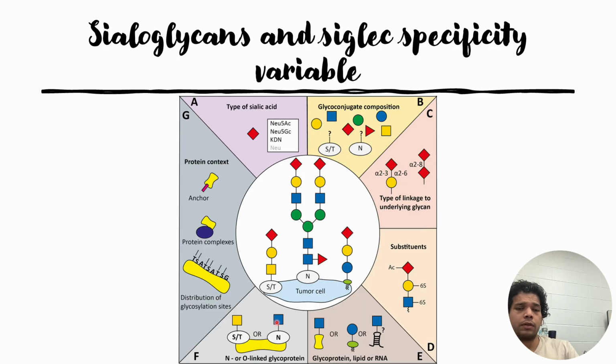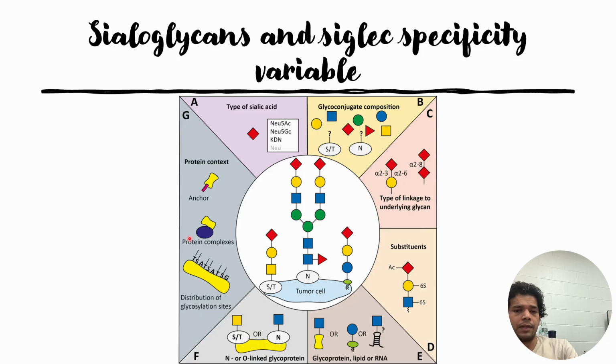The next thing is the types of glycan, whether it's an O-linked glycan or an N-linked glycan. Researchers have also found in previous experiments that based on how it is linked to the backbone protein, whether it's an N-linked glycan or O-linked glycan, it will also have an impact on Siglec and sialoglycan binding.